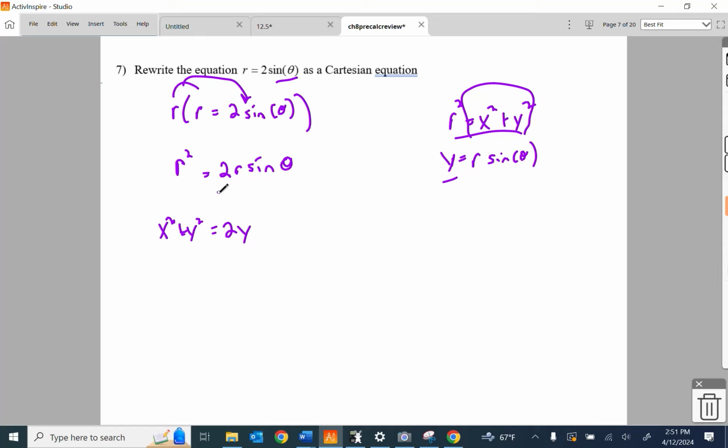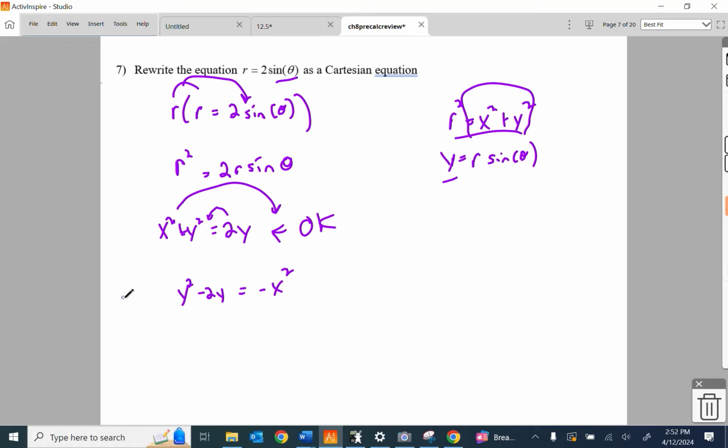It technically is done, but I'm going to take it a step farther because I feel like being extra. I'm going to shift this over here. I'm going to shift this over there. y squared minus 2y is negative x squared. And by the way, this is okay. It is. It's okay.